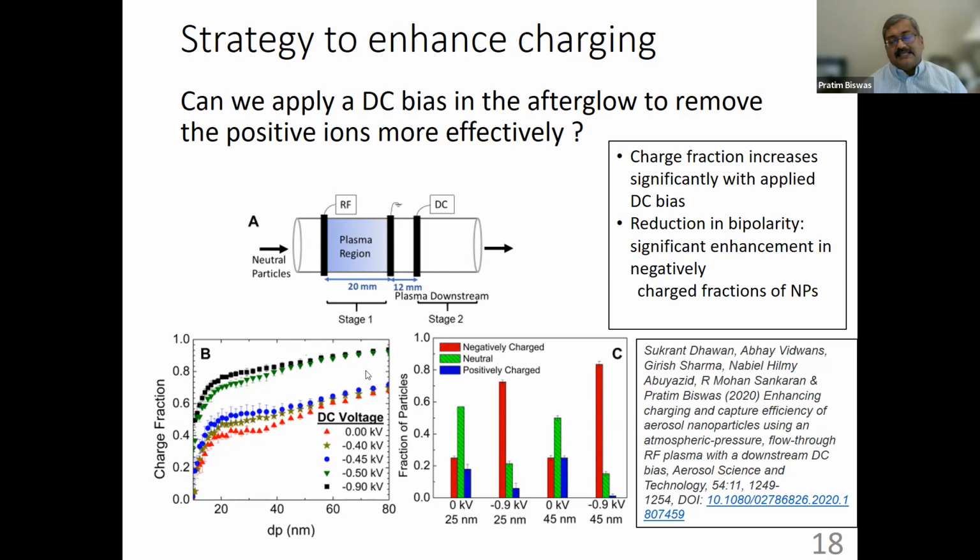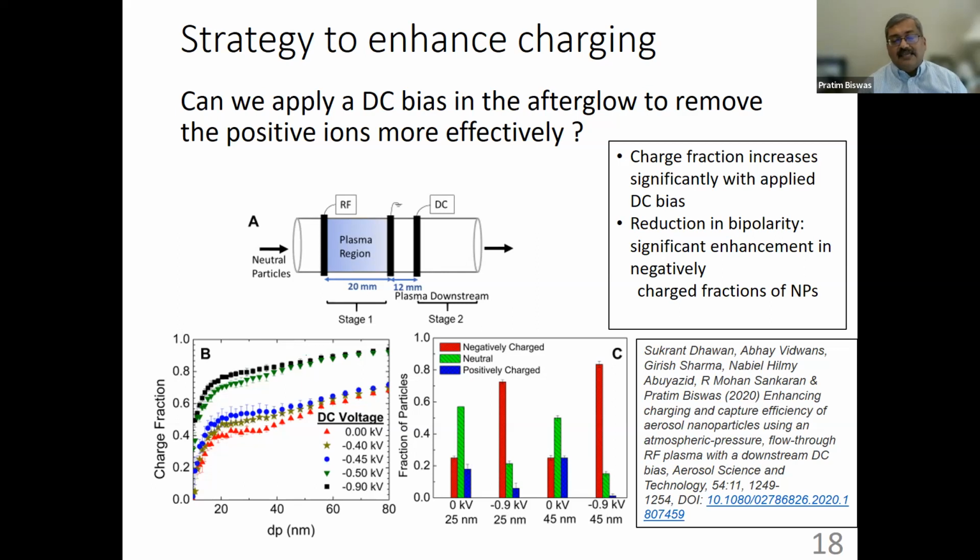Of course, mechanistically, I will explain it in the next slide. But another measurement we did is to study as a function of the bias. We picked up two particle sizes, 25 nanometer and 45 nanometer.